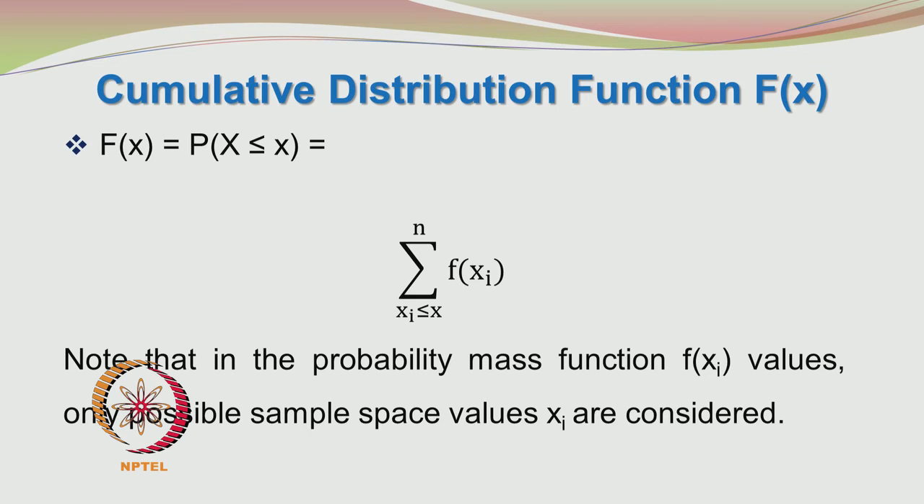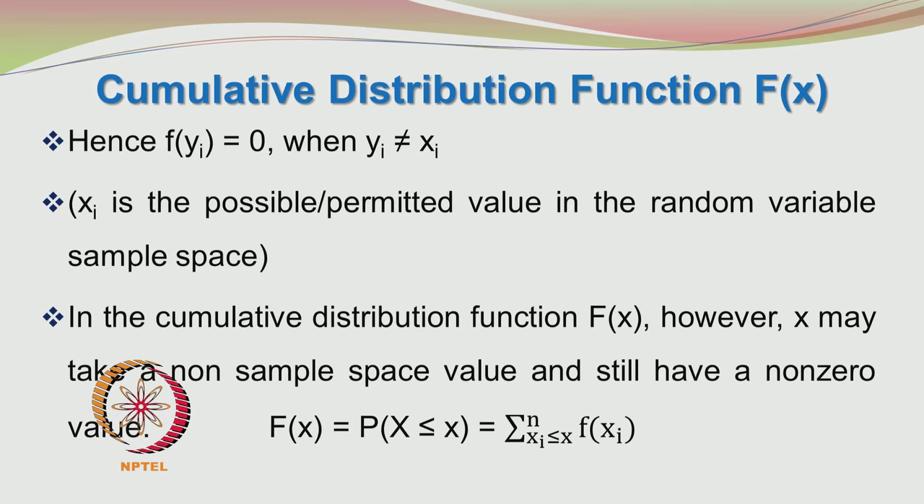Next, we come to another interesting and important function, the cumulative distribution function, capital F of x, and that is given by F of x is equal to probability of X less than or equal to x. What is the probability that the random variable takes any value which is less than or equal to x. That is written as sigma over xi less than or equal to x up to n of f of xi. So, you are summing over all the values of xi until you either go below x or reach x.